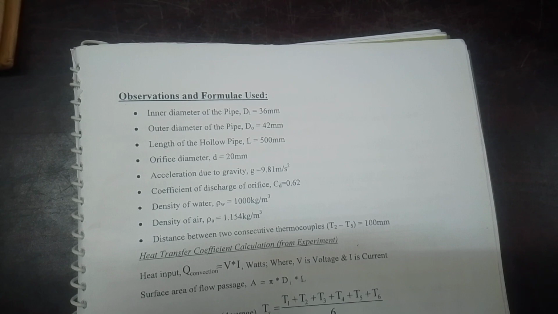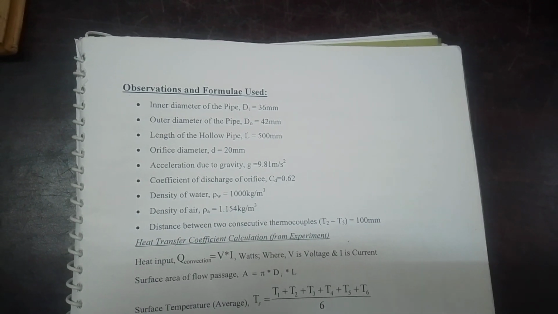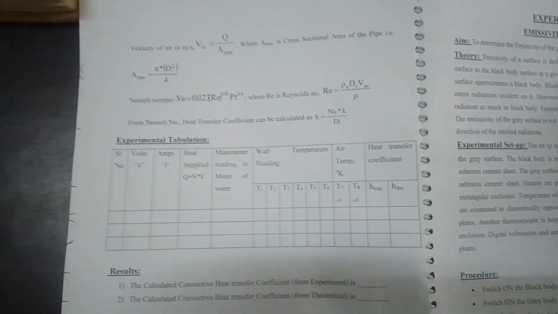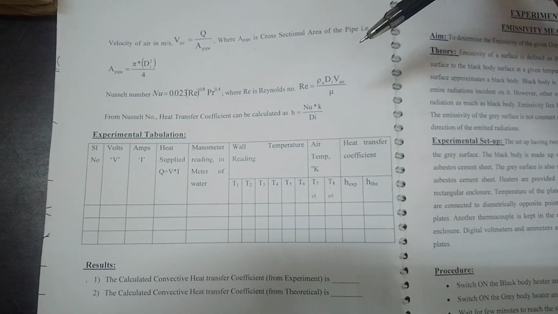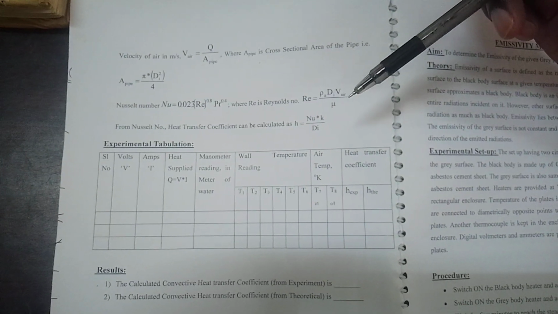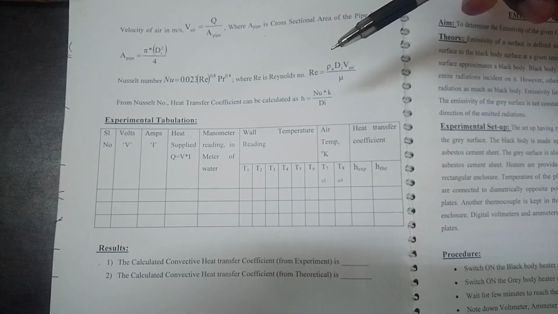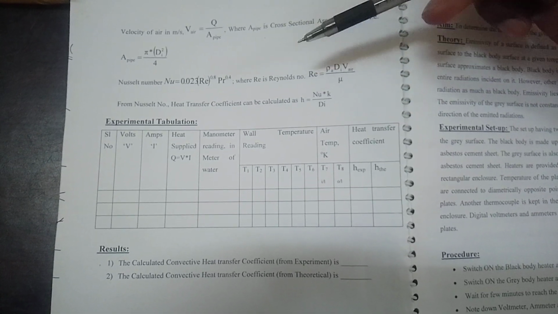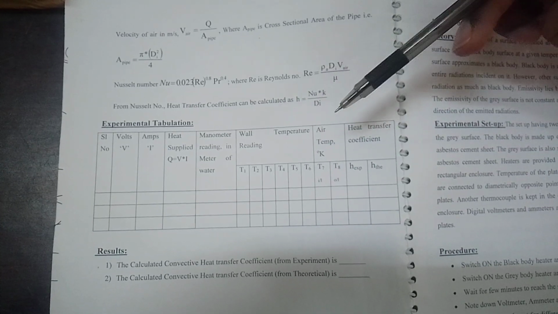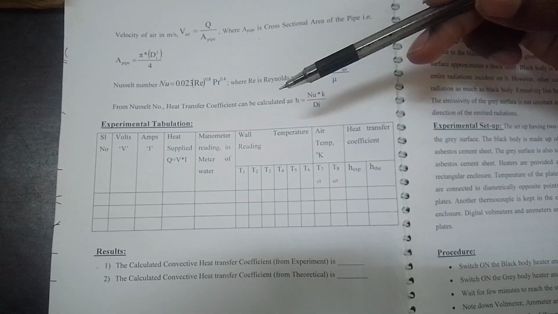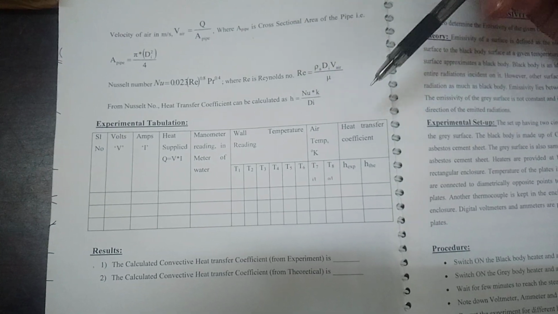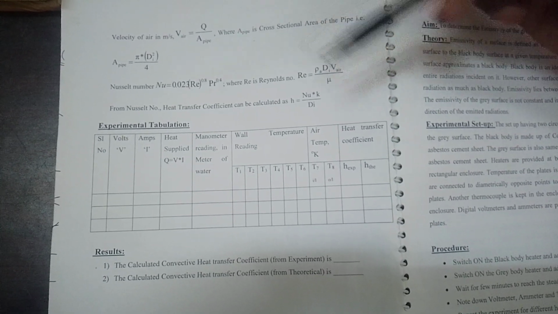Now look at the observations, what readings we need to take care of. Before that we will go through the tabular column, what things we need to make a note of. Here you can see a tabular column. In this tabular column we have volts and ammeter readings, with an indicator from where you can find the volts and amps. From this you can identify the heat supplied, and you note down the manometer reading, where water or air is flowing depending upon the situation.